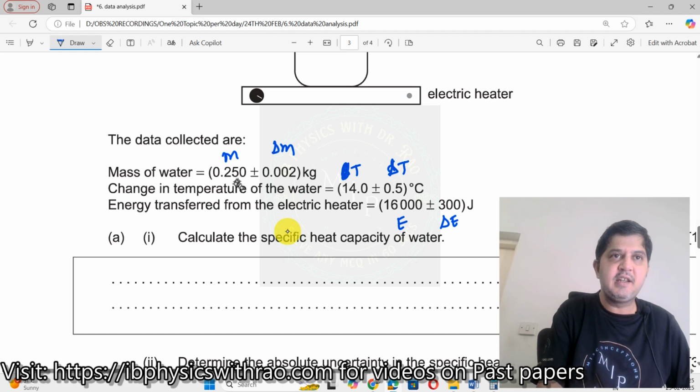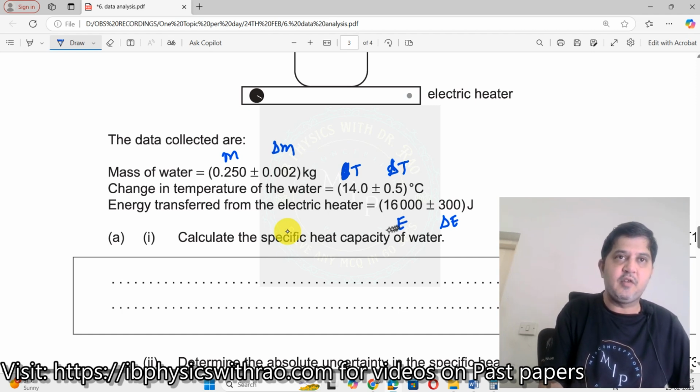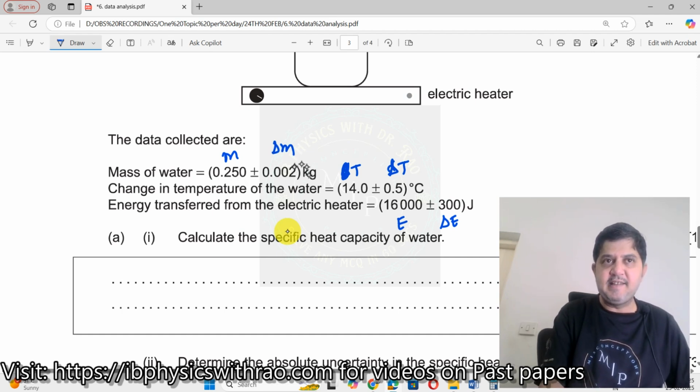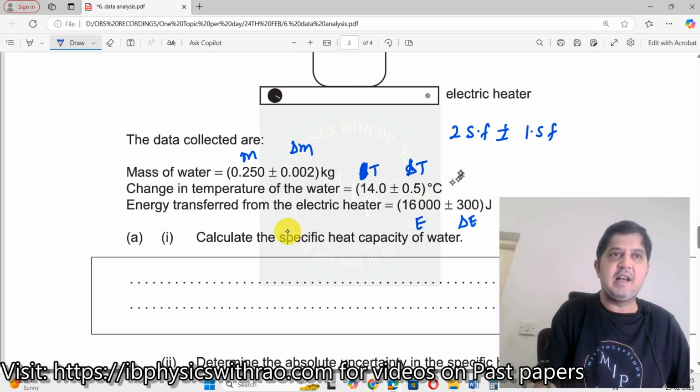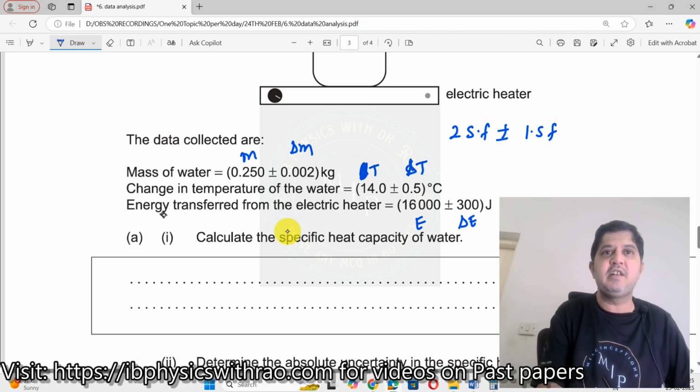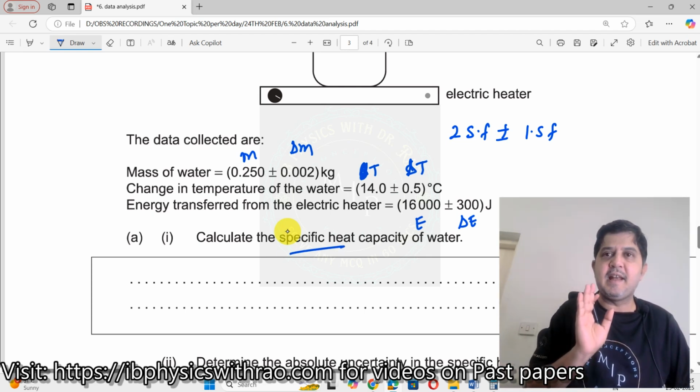Note that all these actual values have two significant figures, and if you look at the absolute uncertainty here, it is 1. So your final answer should also be two significant figures plus or minus one significant figure. If they ask you to find something from here, they can ask you to find the specific heat capacity. So this is how your answer should be.